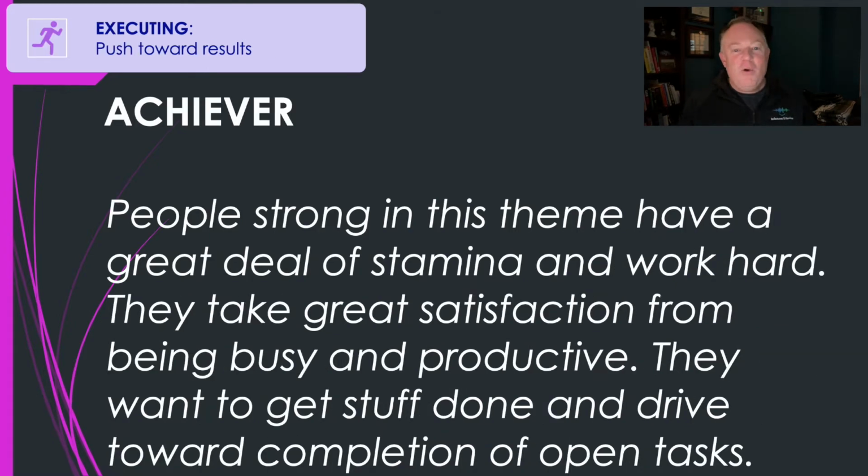All right, folks, now we're into the executing domain, and this is all about pushing toward results. Our first strength here is achiever. People strong in achiever have a great deal of stamina and work hard. They take great satisfaction from being busy and productive. They want to get stuff done and drive toward completion of open tasks.